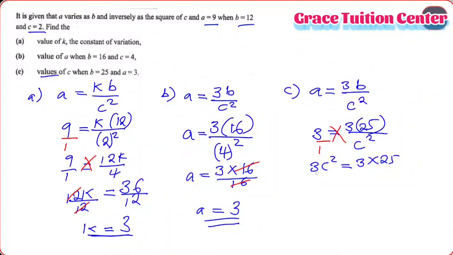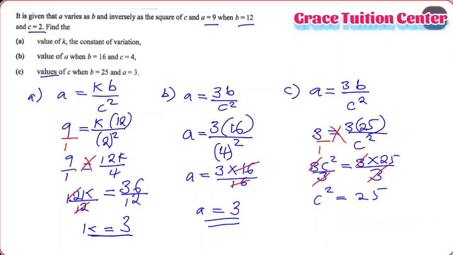So what I do here, now, to get the value of c, I'll get rid of this 3 here. I'll also get rid of that 3. I'll divide by 3 both sides. So this 3 here will cancel with that, 3 here will cancel with that. Which means I'm remaining with c squared is equal to 25.